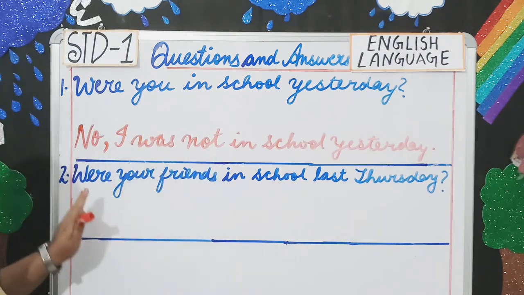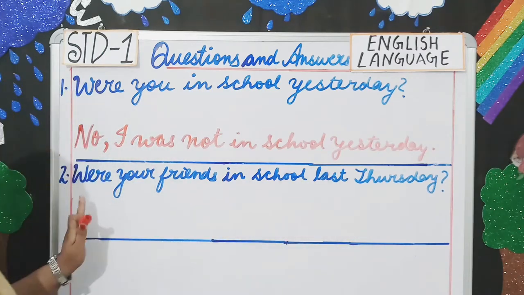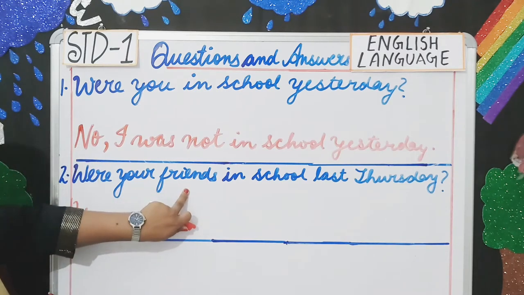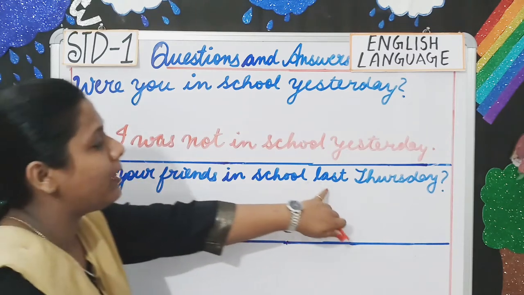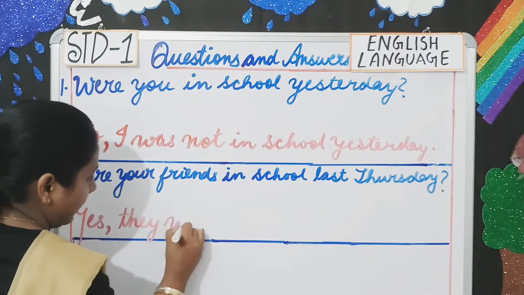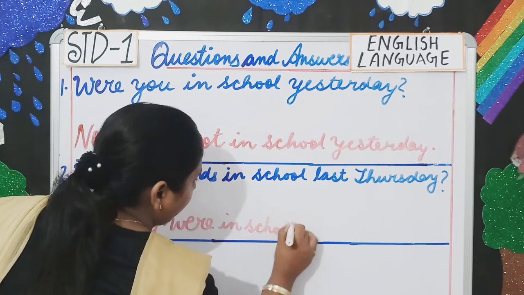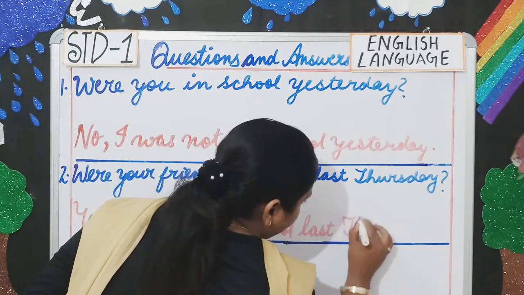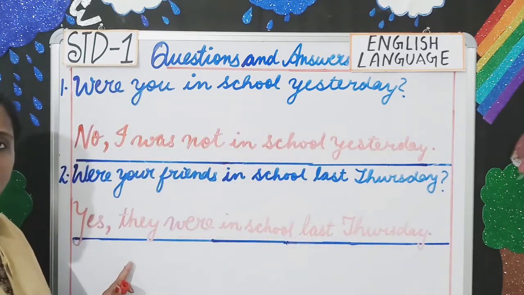Clear? Next. Were your friends in school last Thursday? You will write yes. For your friends, you will use the pronoun they. Yes, they were in school last Thursday. Clear?